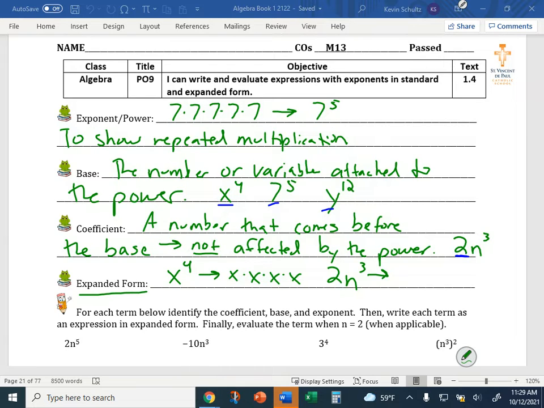Very good. That you only said that 1, 2. That coefficient is not affected by the power, even though we have a power of 3 in that term, there's only 1, 2. Okay? That exponent is attached to the base, which is the n, not the coefficient 2. Not the coefficient 2. Why would that be? Why wouldn't that 3 apply to the 2 as well? Why only the variable here?